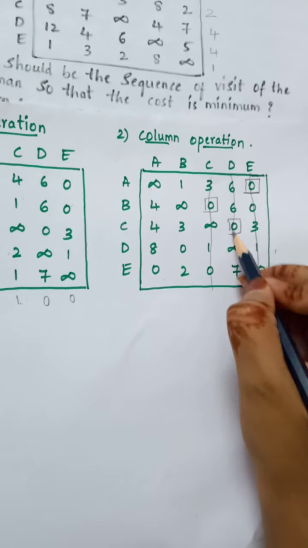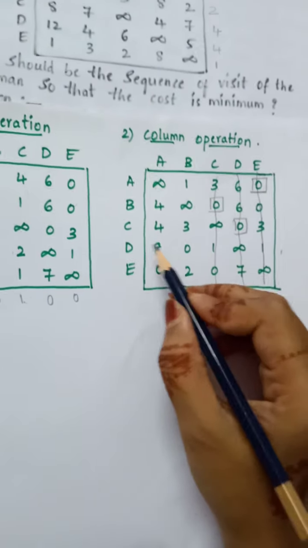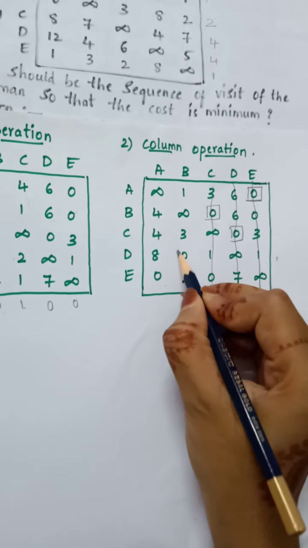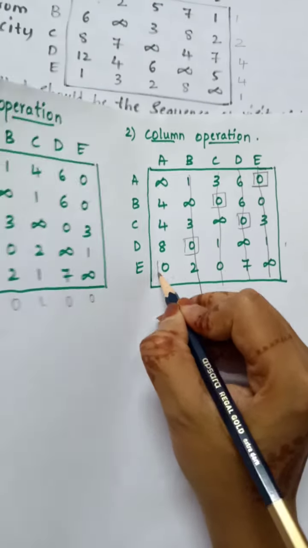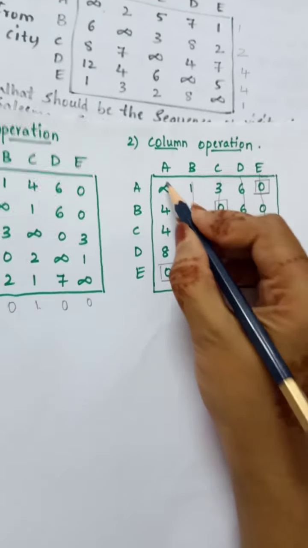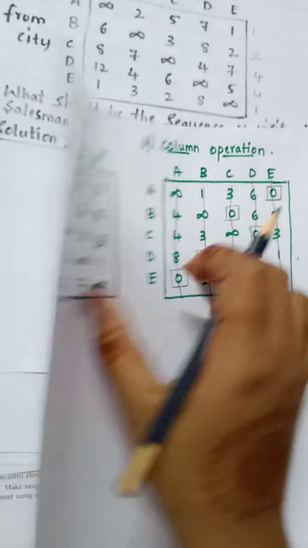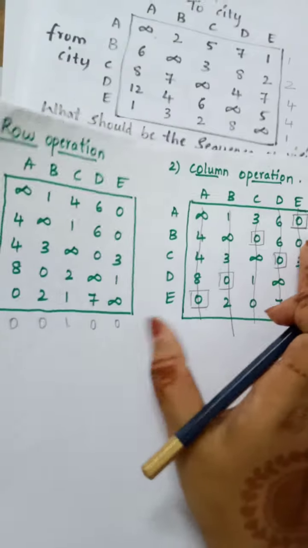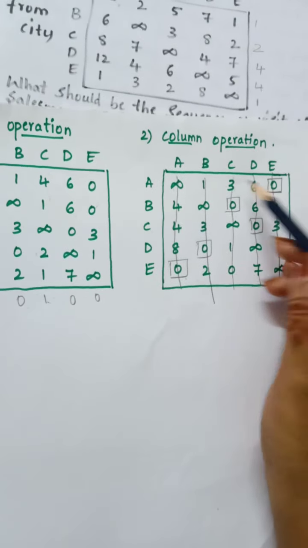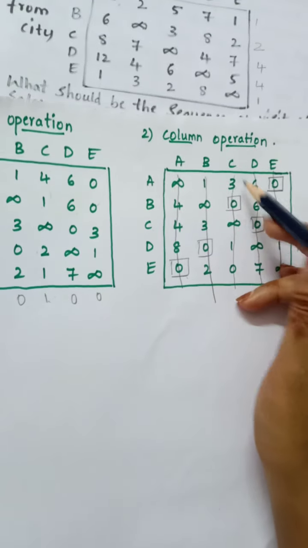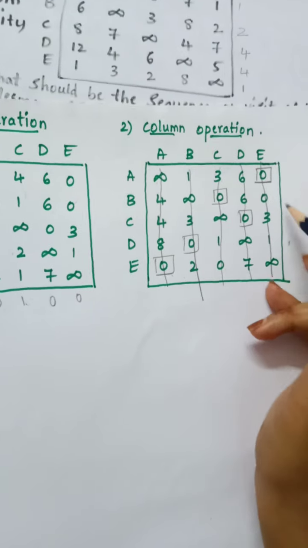Give a square mark and draw a vertical line. Next in row D, there is again one 0. Draw a vertical line crossing that 0. Next in row E, there is again one 0. Give a square mark and draw a vertical line. So students, we have covered all the zeros through lines. Next for column scanning, there is no need to do the column scanning, since all the columns have been cancelled.